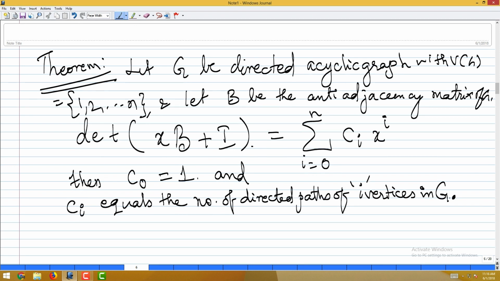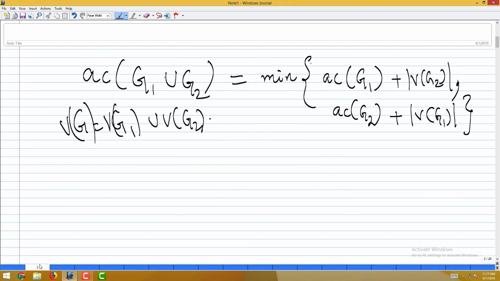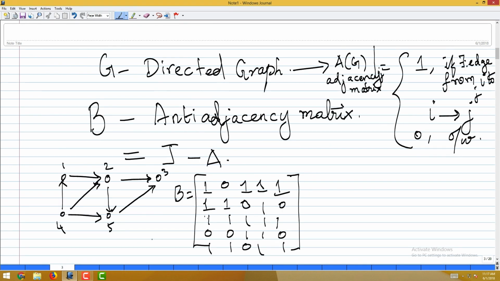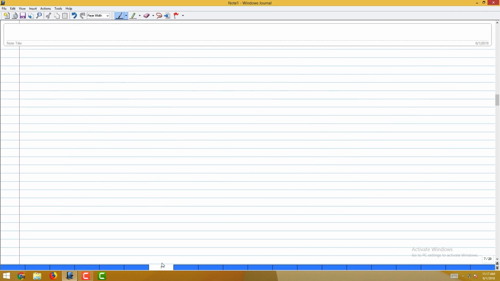So, I have said so much, now let us go back and see for this example, can I justify my result, whatever I have stated, for this example here. Obviously this time I will not ask you to solve for my polynomial. So, for that B matrix, let us see what the determinant of x B plus I is going to be equal to.